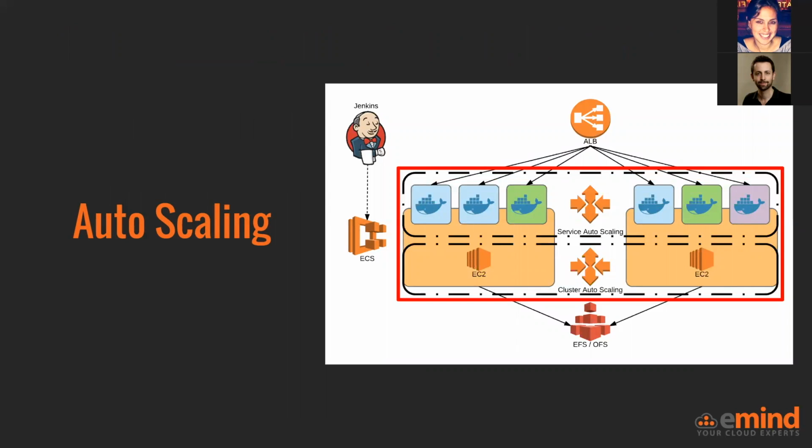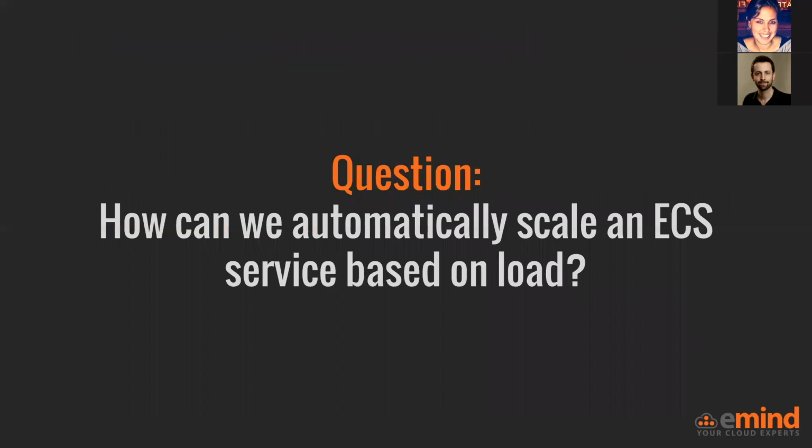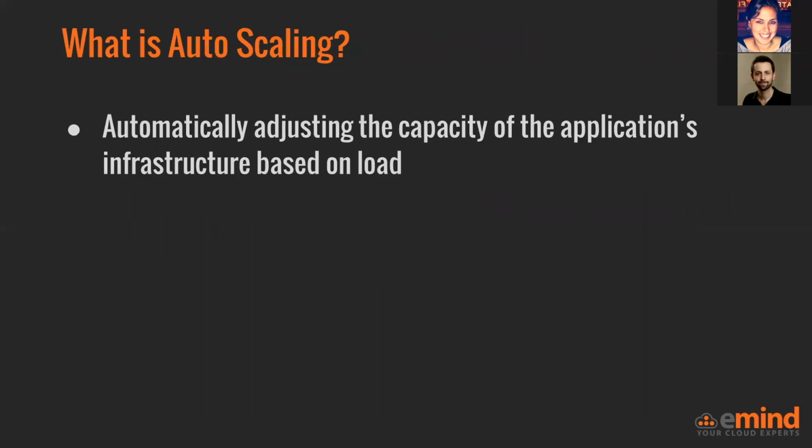Now let's talk about autoscaling. Question: how can we automatically scale an ECS service based on load? Now the answer is autoscaling, which means automatically increasing or decreasing the size of your infrastructure based on load. You might already be familiar with autoscaling if you've used AWS for a while. However, autoscaling gets a little tricky when it comes to Docker containers, as there are two layers you need to take care of. We will see that in a moment.